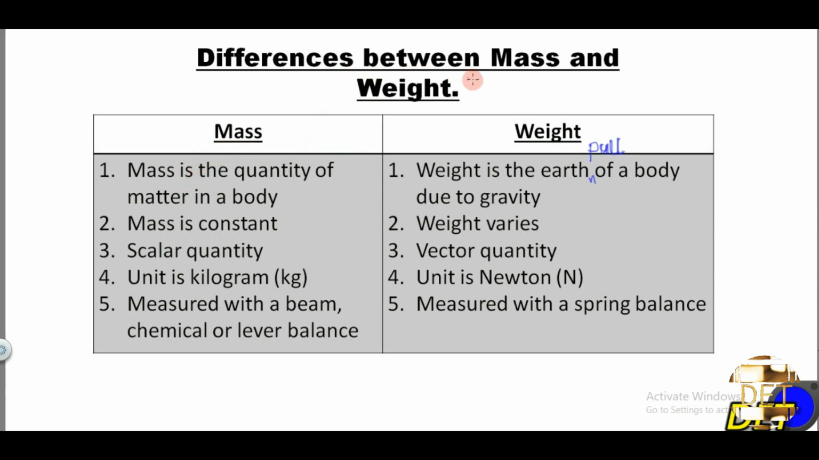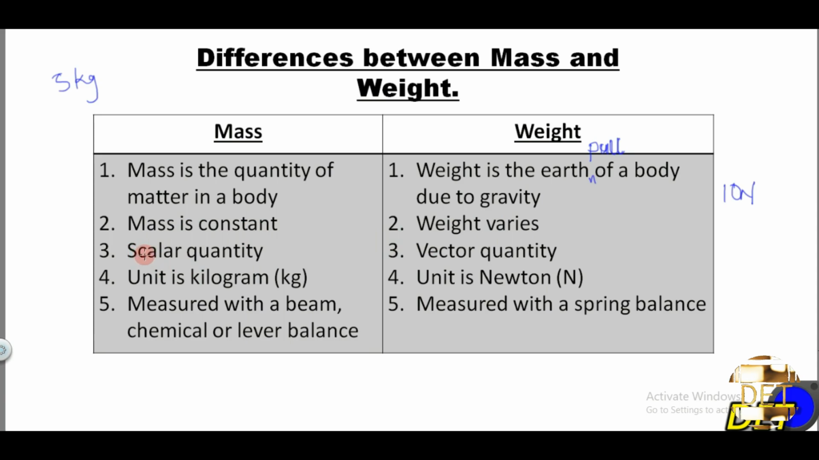So we've looked at the differences between mass and weight. Mass is the quantity of matter in a body. Weight is the earth pull of a body due to gravity. Mass is constant. Weight varies, right? So the mass of a body is constant. If it is 5 kg on the earth's surface, it will be 5 kg on the moon. But weight varies, right? Let's say if it is 10 Newton on the earth's surface, when it gets to the moon, it will reduce because there is no gravity there, right? So weight varies, mass is constant. So know these two differences.